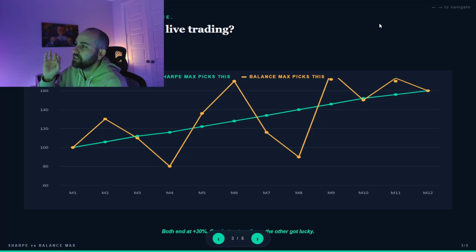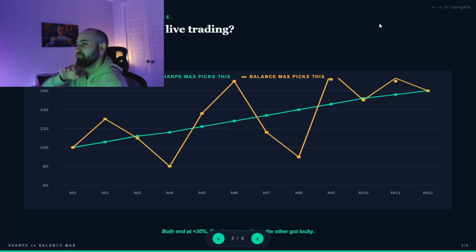Okay, so this is what Sharpe ratio versus balanced max will look like. This is probably most people in this community, including myself, because I consider myself part of you guys, since I use the same things. You can see both ended at the same percentages. This is a really interesting graphic that I designed because I'm going to put it into my talk. Both started at the 100 mark and they both got to 160 by the end of the year. But look how they got there.